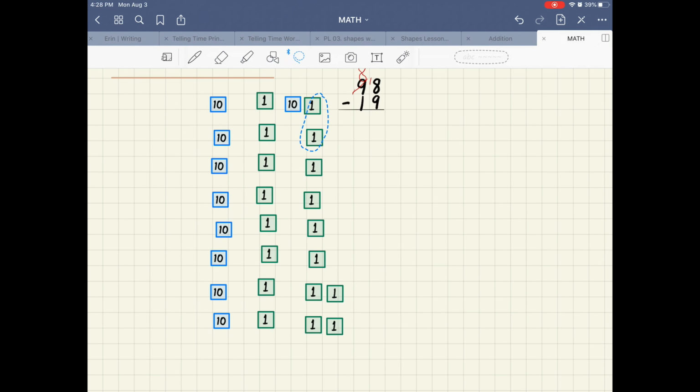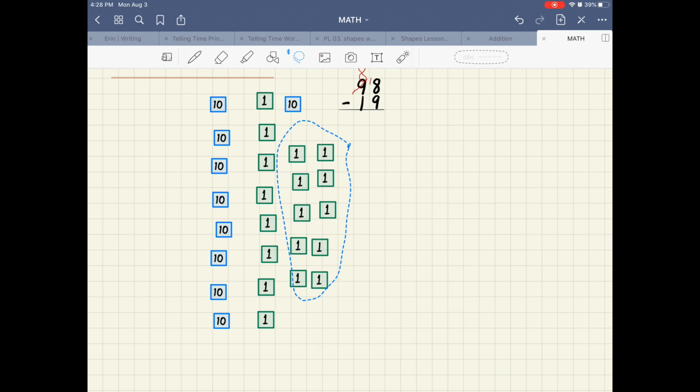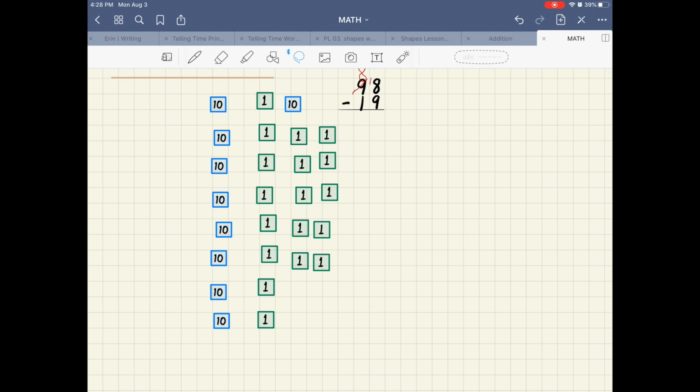Since we have the 10, let's make them straight so it's easier to see. Okay, so this is your 10. What do we do with this? We erase it. Okay, then go to eraser, please. Okay. Well, that was easy.